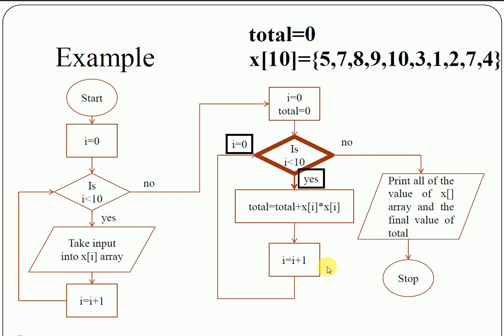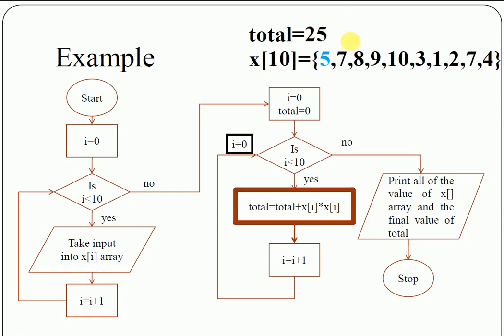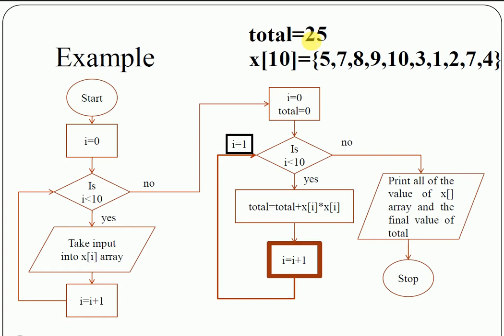So what will be the value of xi after visiting the first element of the array? Here we see that the first element of the array is 5. So the value of total will be 0 plus 5 square, that means 25. Here we see that the new value of total is 25. Then i will increment by 1. After incrementing by 1, it will check the condition.